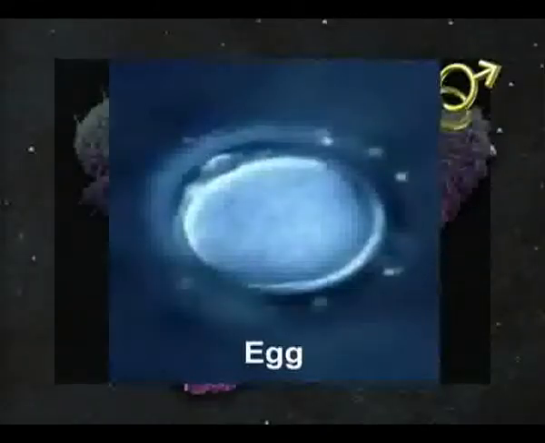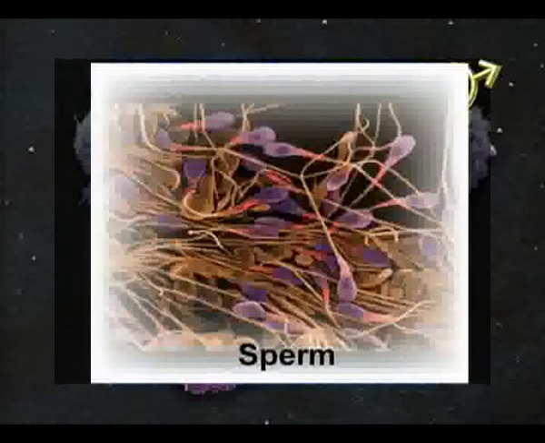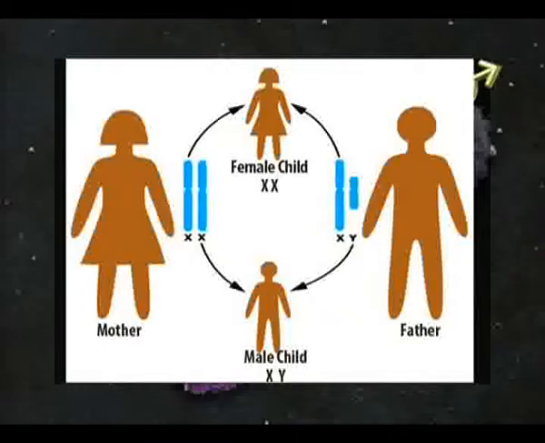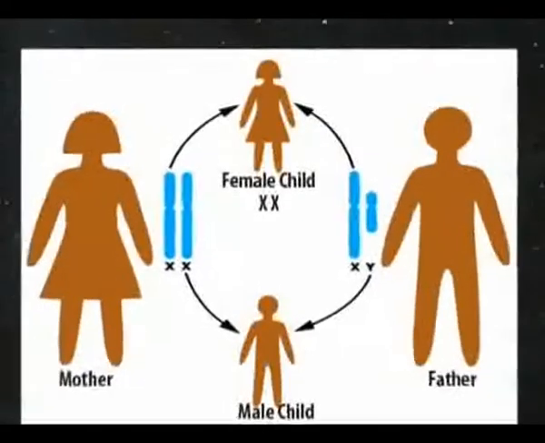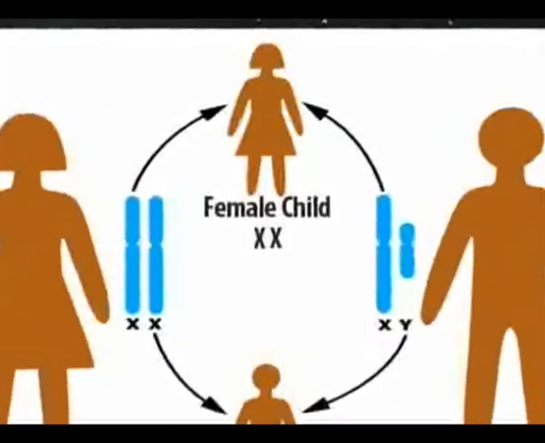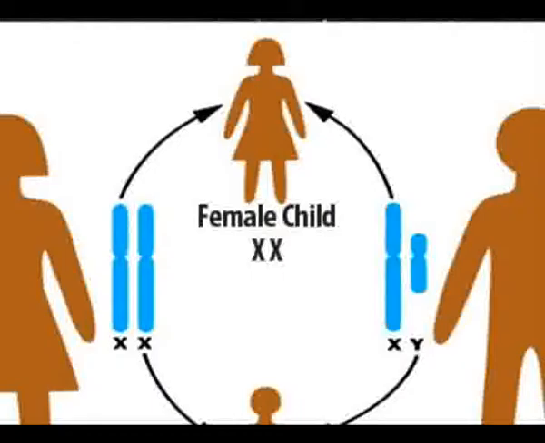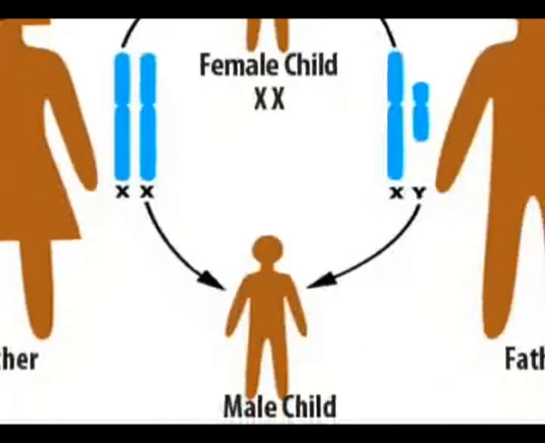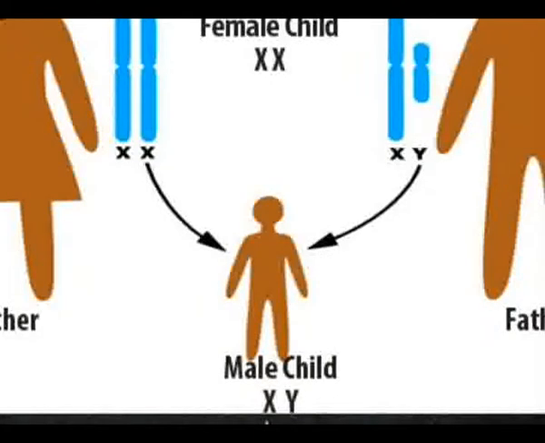Thus, during fertilization, the eggs always contribute an X chromosome and the sperm can contribute either an X or a Y chromosome. If the sperm has an X chromosome, the resulting offspring will have two X chromosomes and will be a female, XX. If, on the other hand, the sperm contributes a Y chromosome, the zygote that forms as a result of fertilization will have one X and one Y chromosome and will be a male, XY.